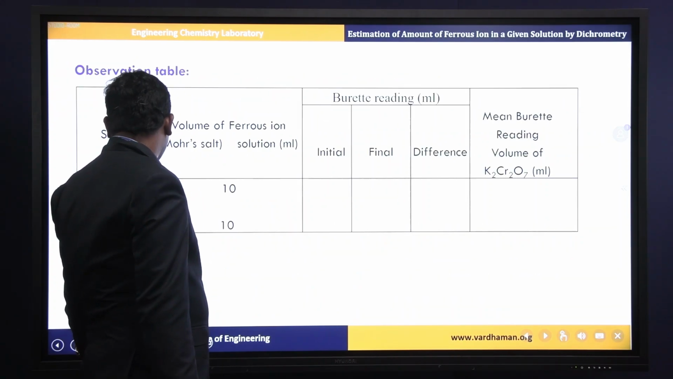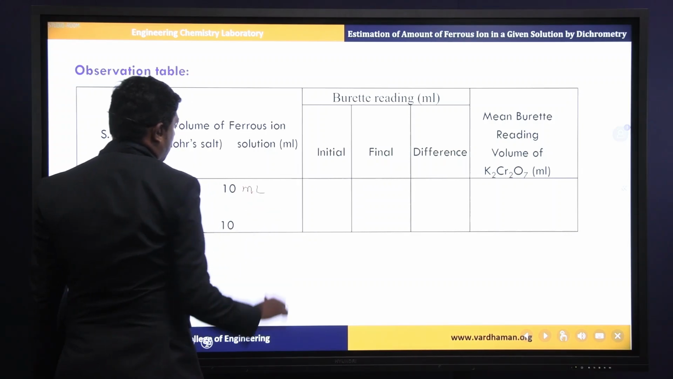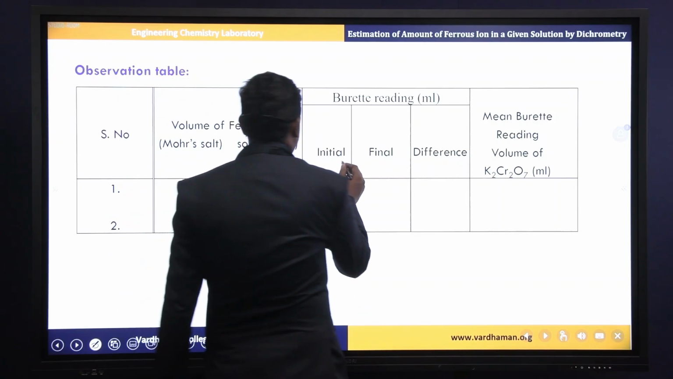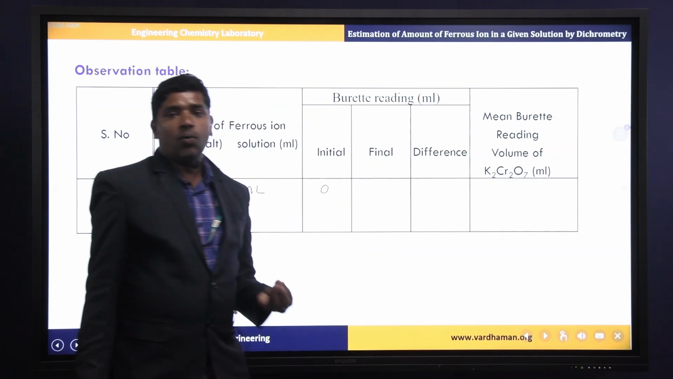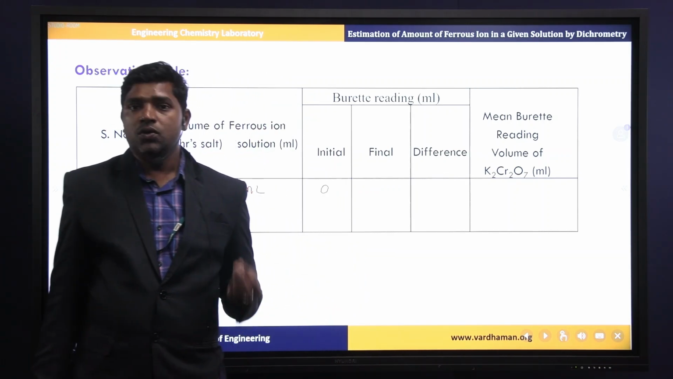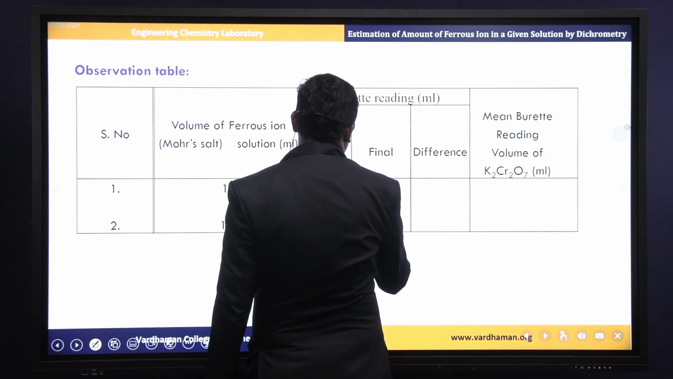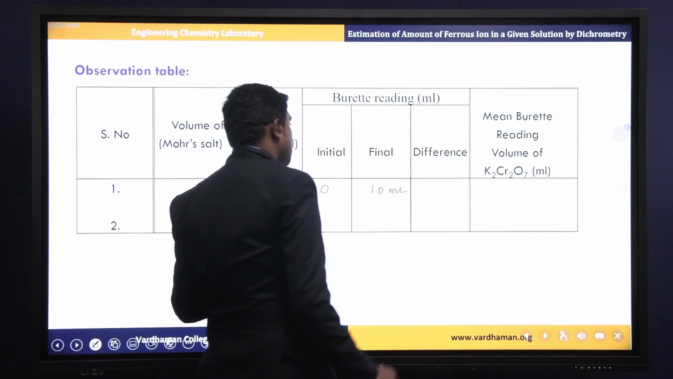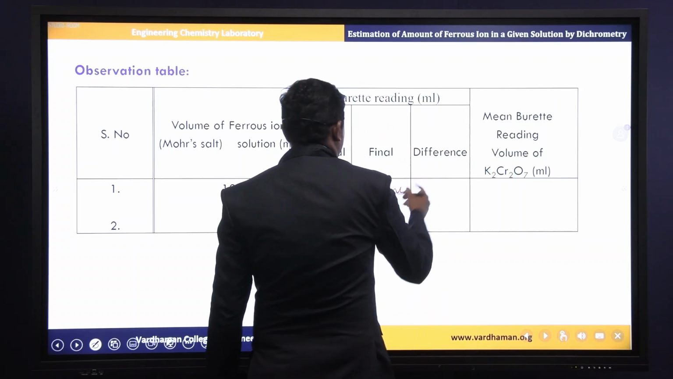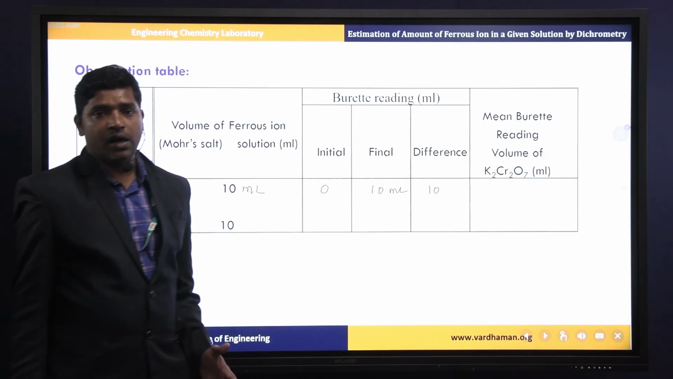So we should draw the table. Volume of ferrous ion. In general we are taking 10 ml of Mohr's salt solution into the conical flask. Initial reading, in general, is 0 volume. When we observe the violet blue color in the conical flask, that is the end point or neutralization point. So we note down the burette final reading. Suppose we get it at 10 ml of potassium dichromate solution, we should get the violet blue color. That is the burette final reading. So the difference is 10 minus 0, 10. Repeat the titration until we get concordant values.